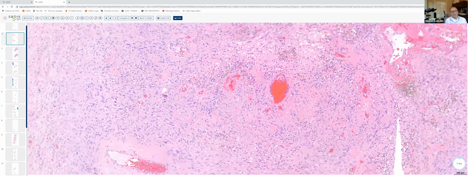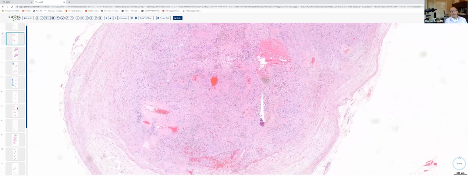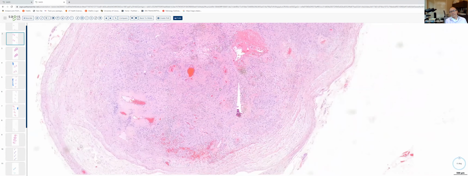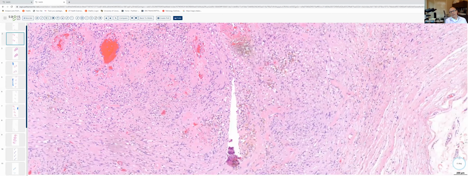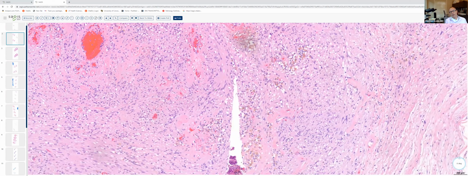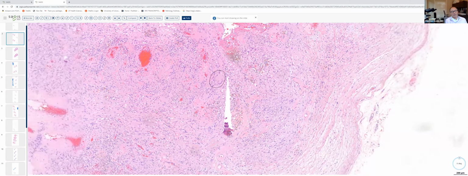And in some areas, one can see that the nuclei comprising these cells are arranged in parallel rows with relatively acellular areas between them. And these structures, I'm going to get my pencil here, are Verocay bodies. And Verocay bodies, of course, are a histologic hallmark of Antoni A tissue.